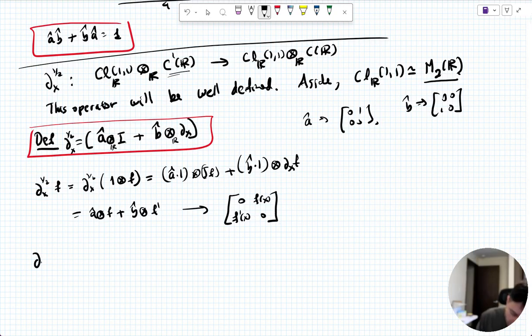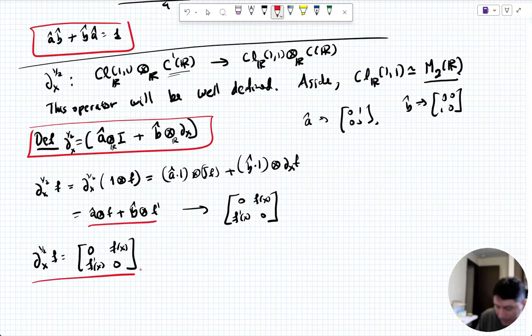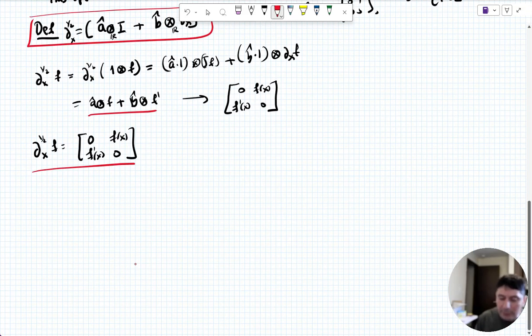So the derivative operator to the 1/2 of f is equal to 0, f of x, f prime of x, 0, right? Another way to look at it is matrix notation, so you get 2 possible answers. We get this one and we also get that one. Now let's go ahead and apply the operator to itself.